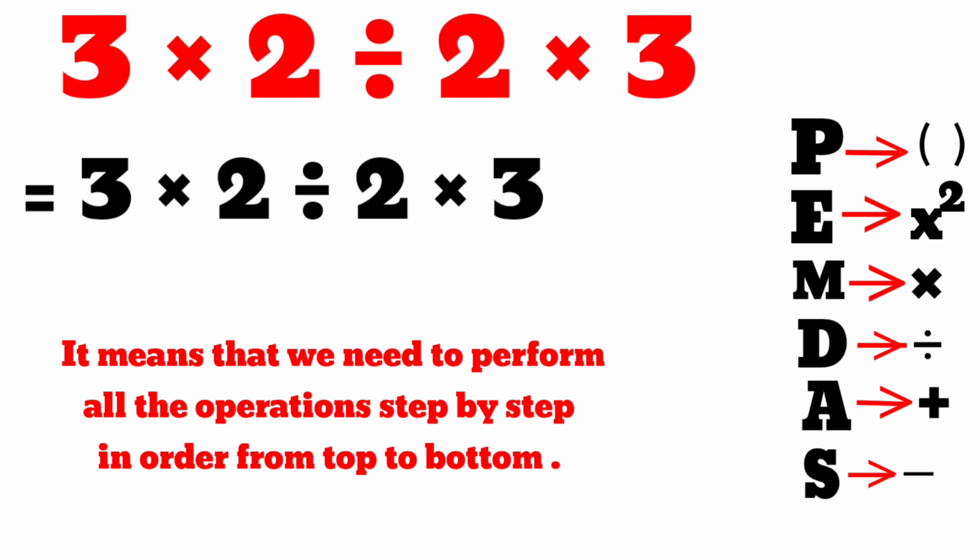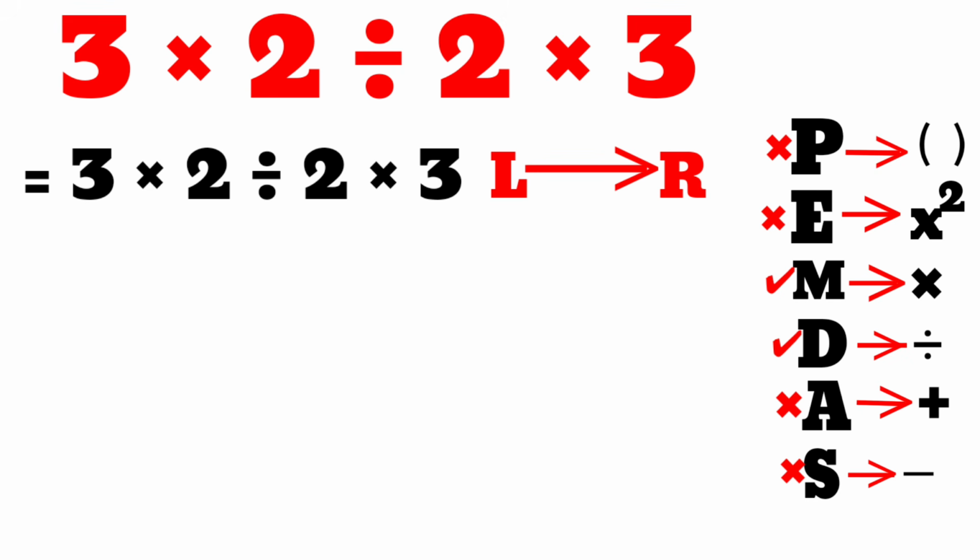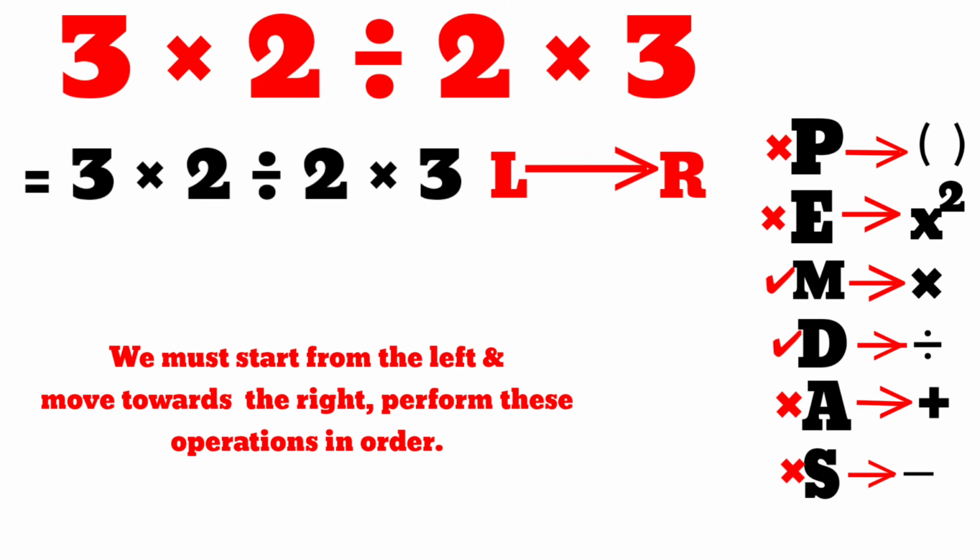Now we find the correct answer. It means that we need to perform all the operations step by step in order from top to bottom. Use the rule of division and multiplication hold the same priority level. So we must start from the left and move towards the right. Perform these operations in order.